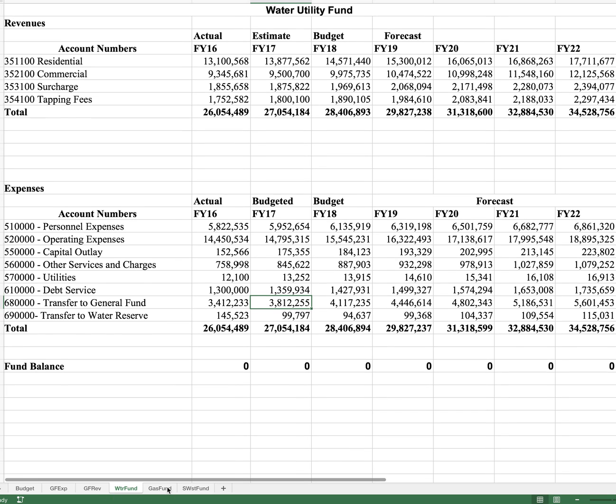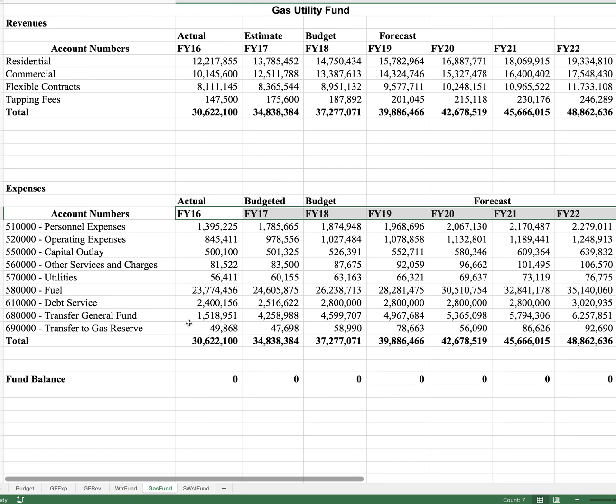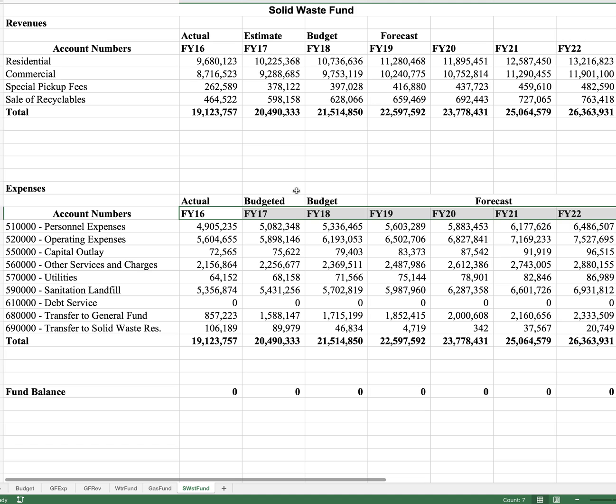And the same thing with gas. Gas is set up just like water. We have our revenues and we have our expenditures, and again, they all balance, right? If you look at the revenue total and the expenditure total, it balances. The same thing with the solid waste fund. The revenues and the expenditures match. And again, of course, we have our transfer to the general fund.